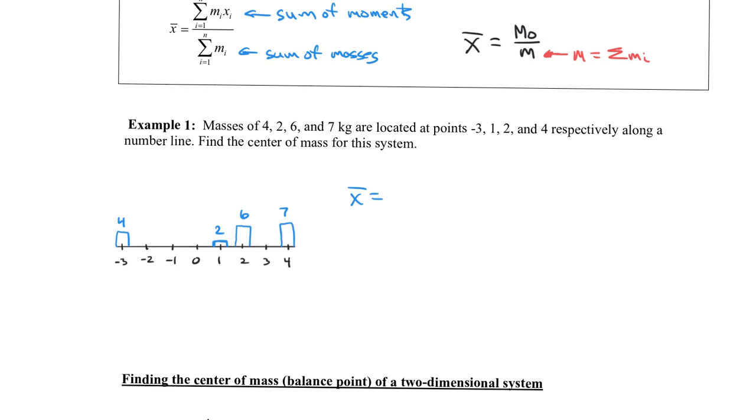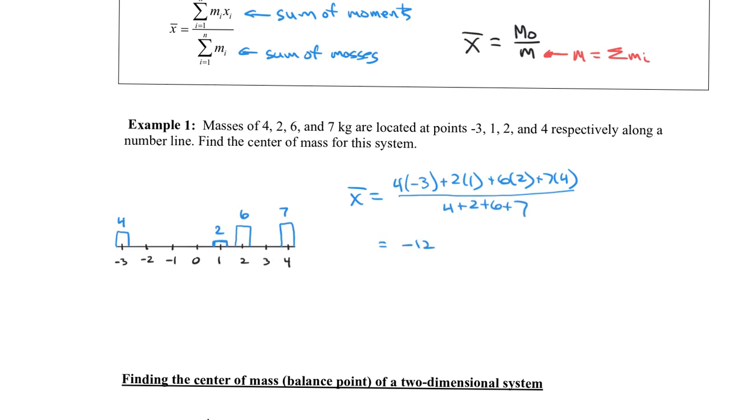So wherever there's a mass, we need to put it in the formula. If there's not a mass here, we don't need to use it, right? The formula calls for a mass. So we've got 4 masses. This is going to be mass m1 times x1. When we plug these numbers in, we get 4 times negative 3 plus 2 times 1 plus 6 times 2 plus 7 times 4. We're just using this formula m sub i, x sub i for each of these. And we have to divide this by the sum of the masses, so that's going to be 4 plus 2 plus 6 plus 7.